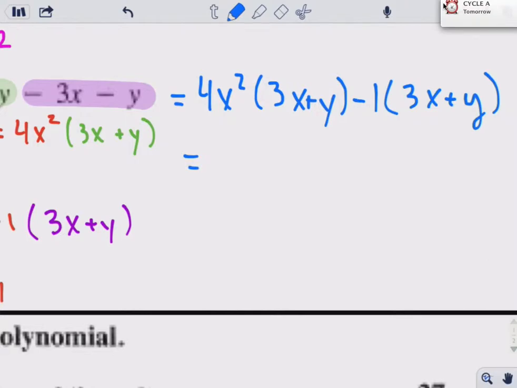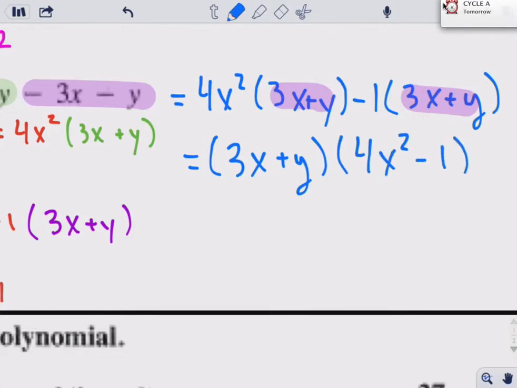So I end up with a factor that's common. That's the GCF. 3x plus y shows up on both pieces, and what's left is 4x squared minus 1. That's it factored by grouping.